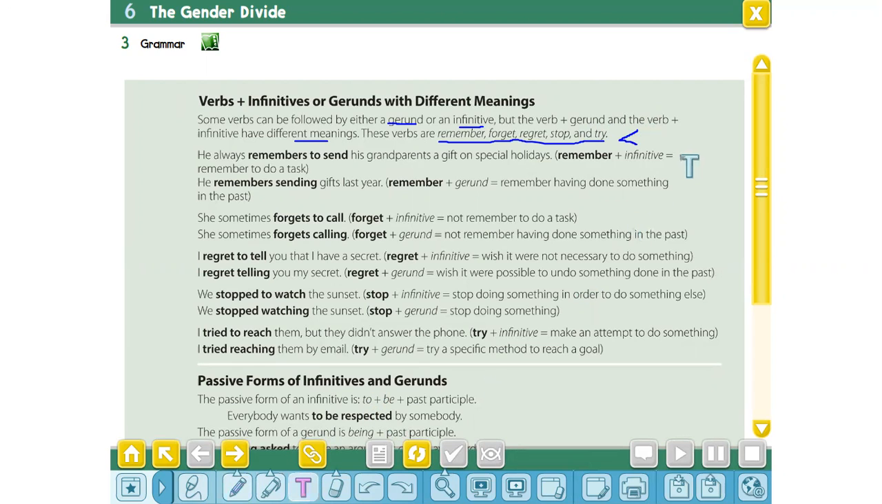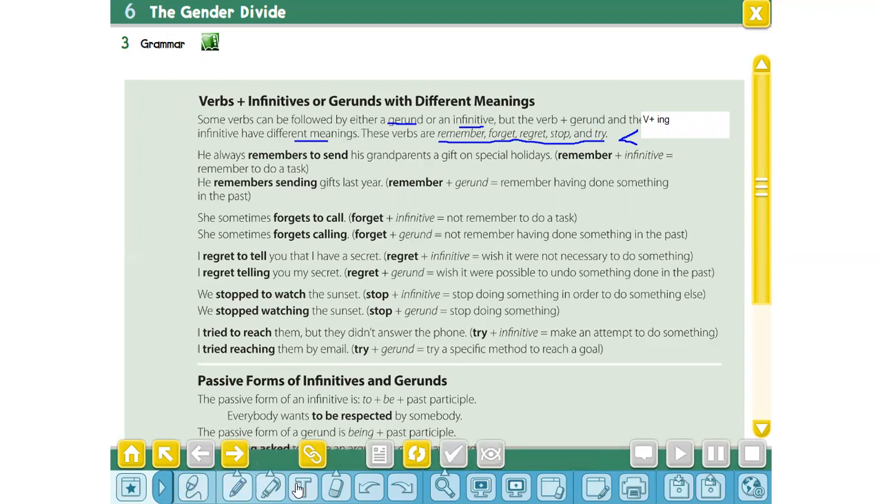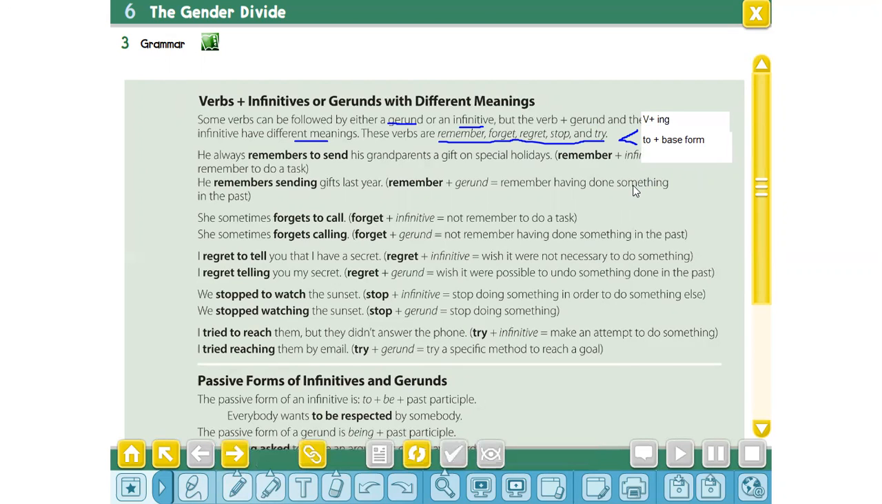Again, these verbs, remember, forget, regret, stop, and try, can be followed by what? Who can tell me? Excellent. By gerund, which means verb plus ing, or by infinitive, which means to plus base form. Is it clear, my dear students?